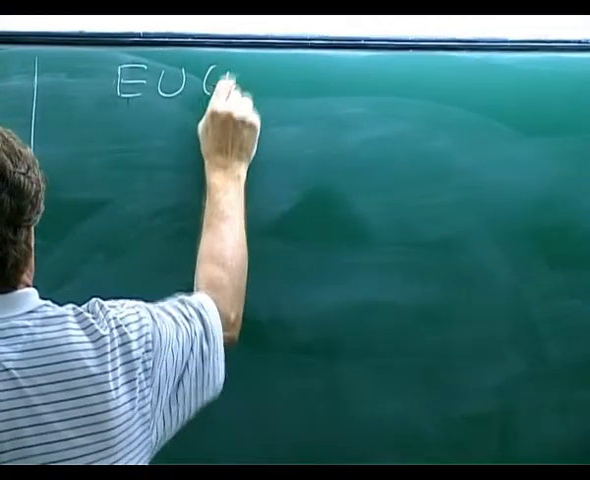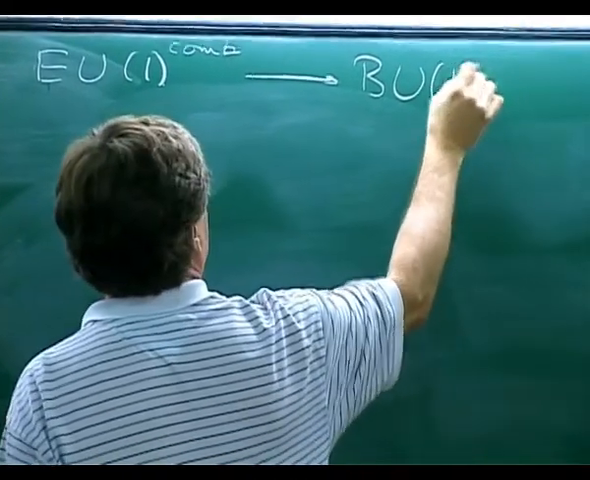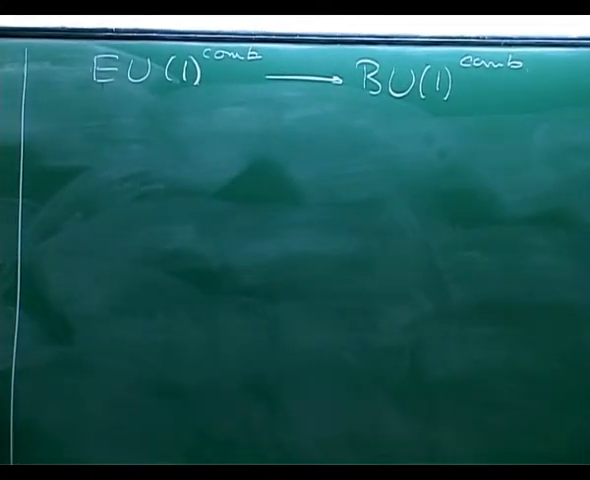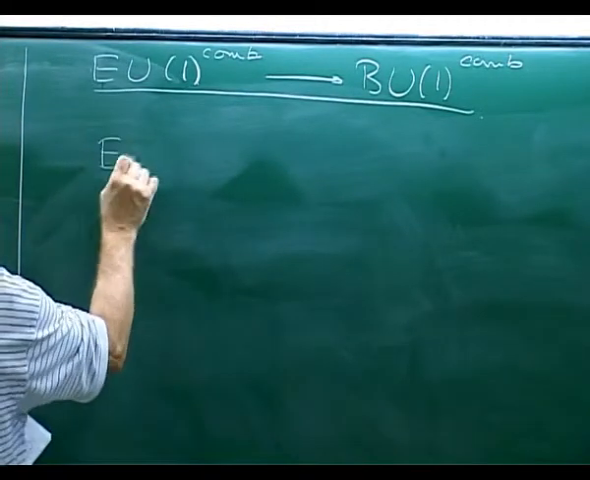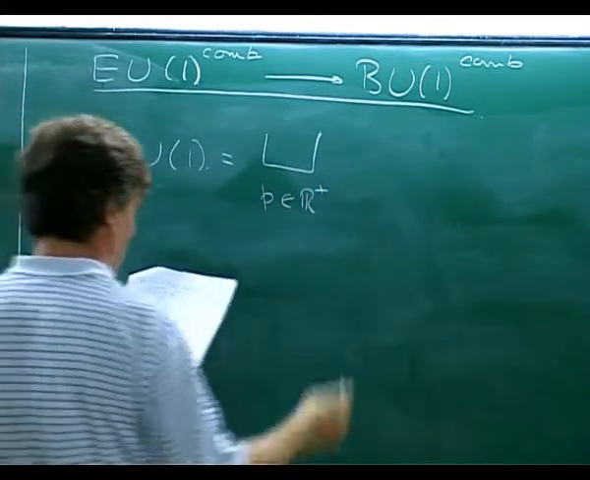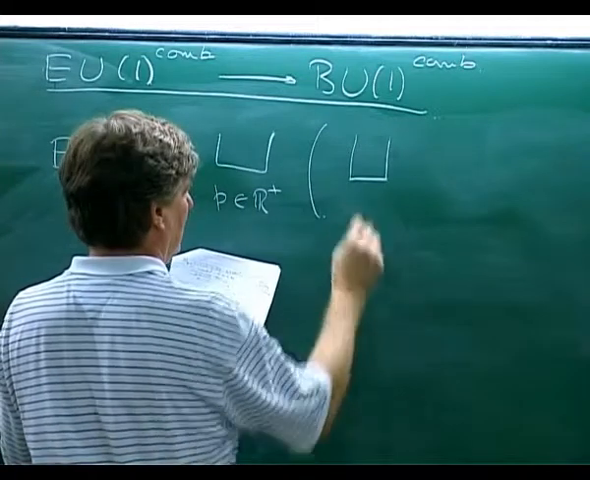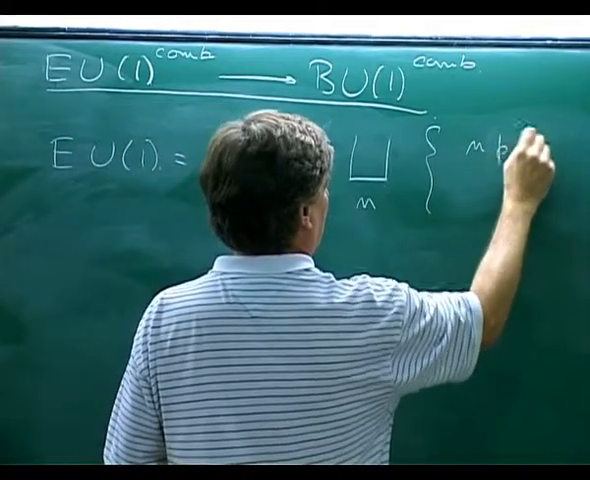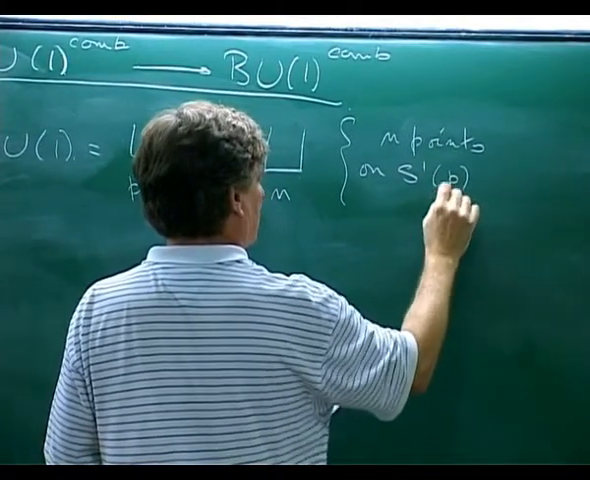The other thing that he, Kontsevich, builds is something he calls the combinatorial version of the classifying space for line bundles. And what you do, basically, is EU1 will be what? It'll be the union over all possible perimeters in R plus, the union now over n of the set of n points on S1 with perimeter P. So this is the perimeter.